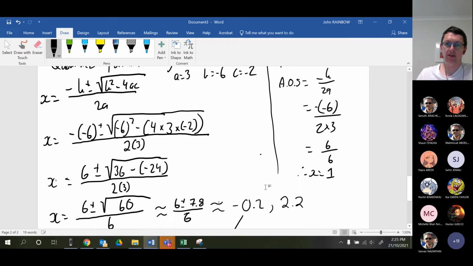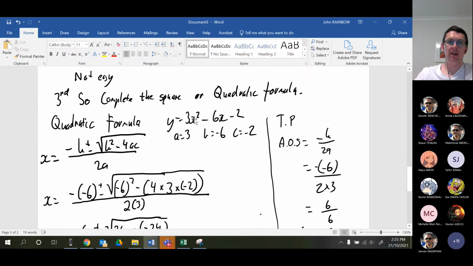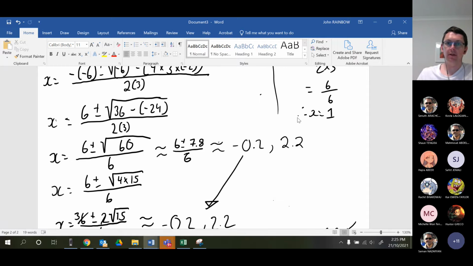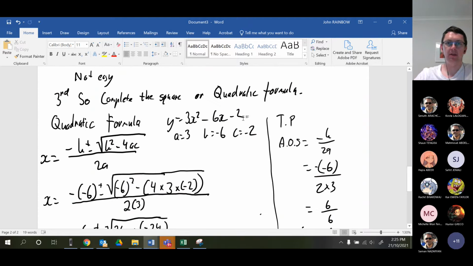Okay, so to find the y-value of that, I can then substitute x equals 1 into the equation. It's going to be 3 minus 6 is negative 3, minus 2 is negative 5. And that is my turning point. And now we have all the information that we need. Y-intercept is -2. And we've got everything else.